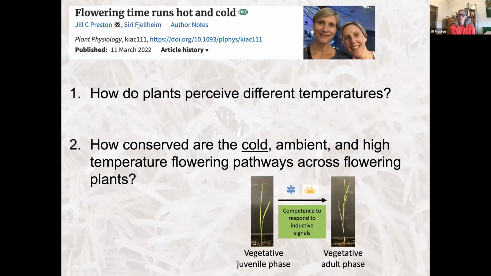So it turns out that it's something of an open question, this level of conservation for the ambient and high temperature pathways. There are definitely people working on this, but we don't know quite as much about these pathways. So I'll focus mostly on some of my work on the cold pathway, which is used in temperate species, again, to trigger flowering competency. And I'll just remind you that this pathway is also known as the vernalization pathway, and that's how I'm going to refer to it.